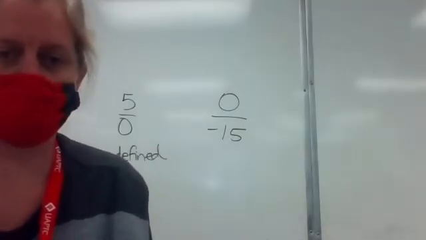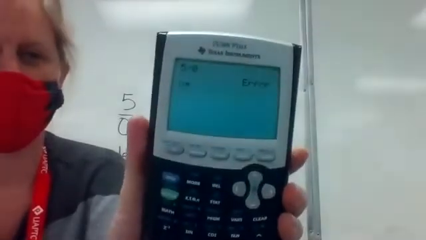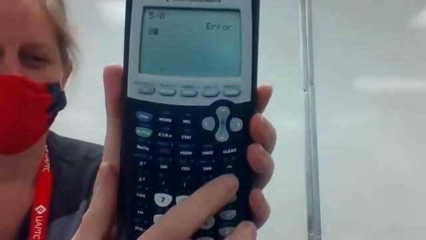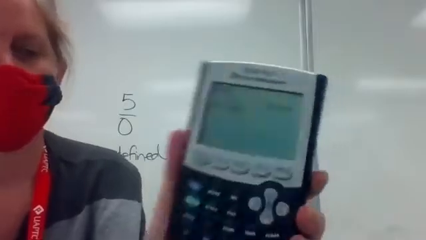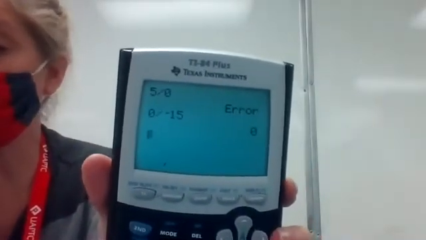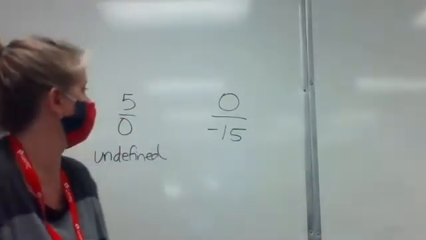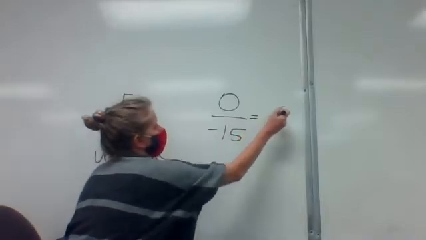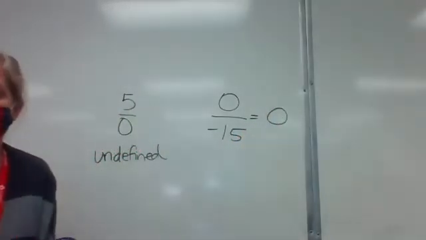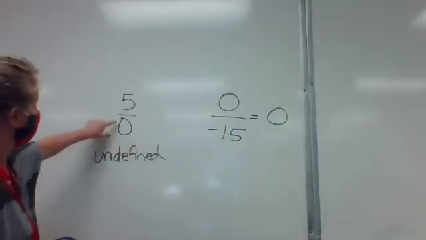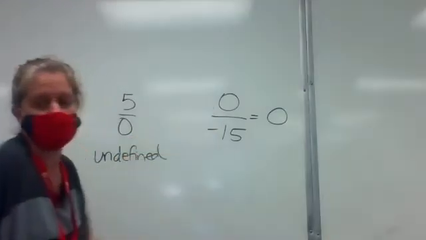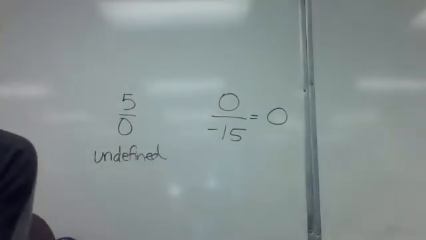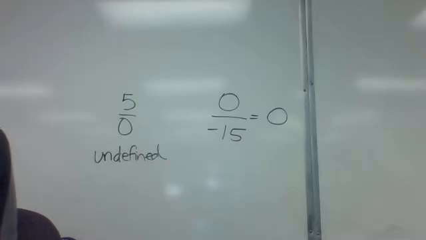Okay, 0 in your numerator. So let's try that one. 0 divided by negative 15. Well, look what that one gives you. That one does give you the answer. It is 0. 0 in the numerator just means your answer is going to be 0. There is a difference. This is undefined. 0 in the bottom is undefined. 0 in the top is 0. That was 6 and 7.